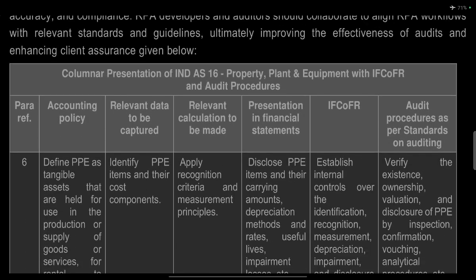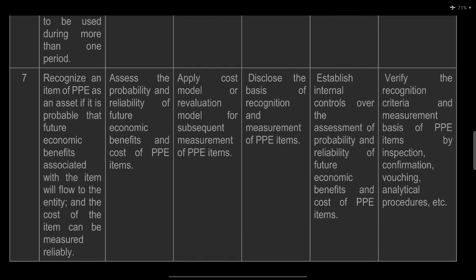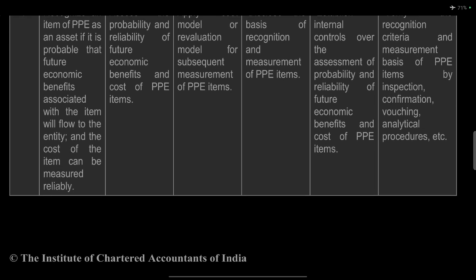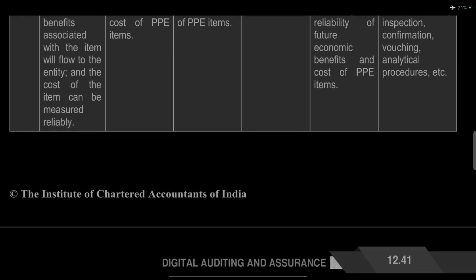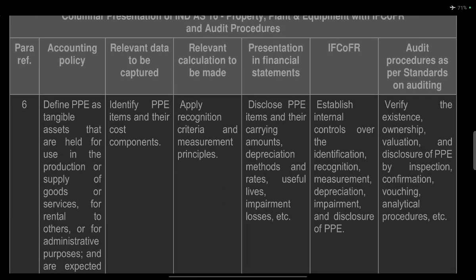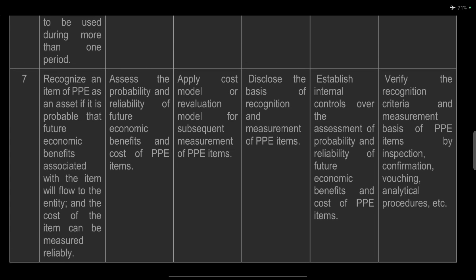Paragraph 7, accounting policy: recognize items of PPE as an asset if it is probable that future economic benefits associated with that item will flow to the entity and the cost of the item can be measured reliably. Then, relevant data to be captured: assess the probability and reliability of future economic benefits and cost of PPE items.